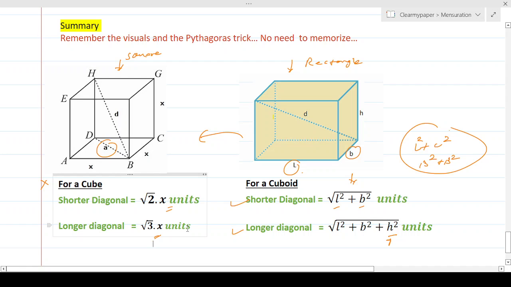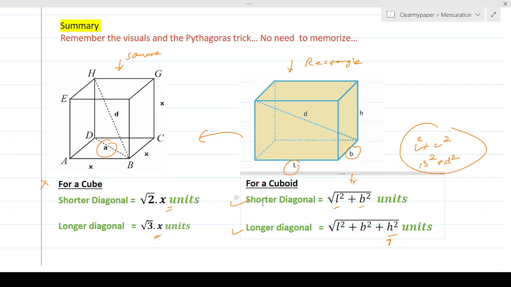So try to minimize the number of formulas you're going to memorize, because in mensuration there are a lot of things coming up. So let's try to avoid memorizing everything and memorize only the few that are required, and the rest, like I said, we will derive on the fly. So that's going to be a wrap up on this topic, and then we will switch to the next topic.